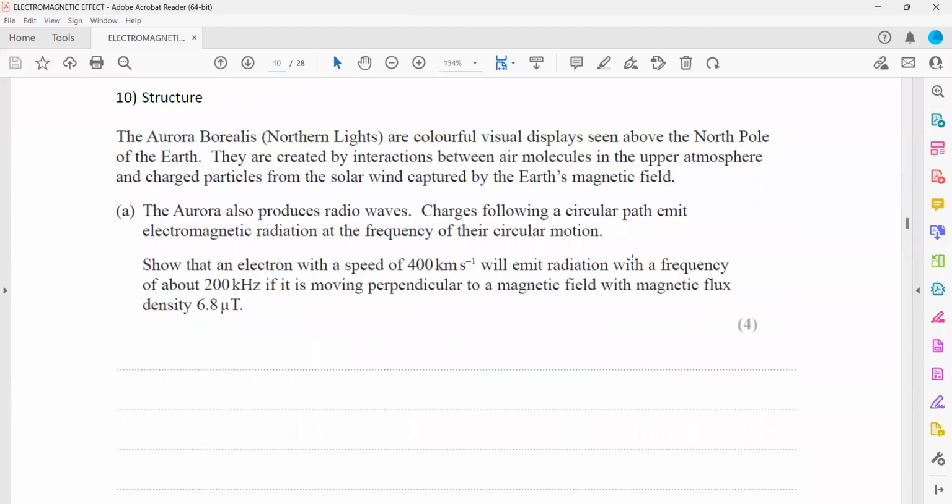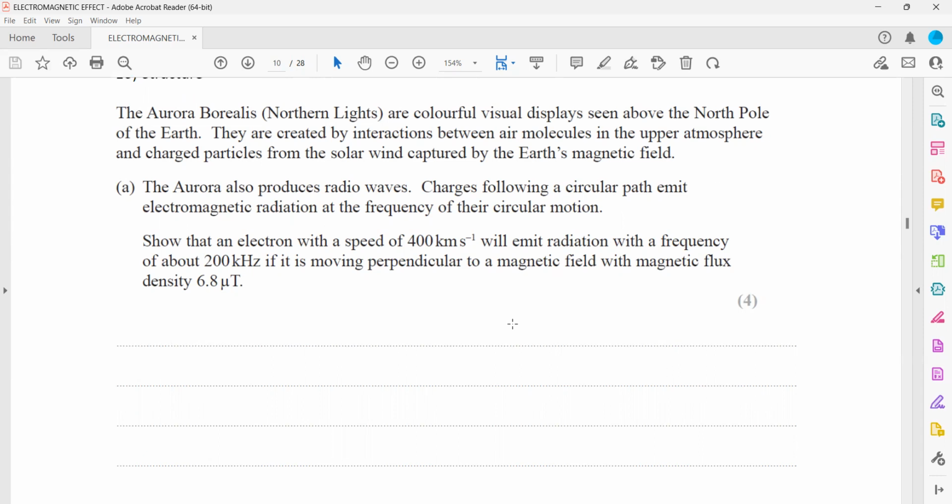So we have question 10. The northern lights are a colorful display which can be seen on the North Pole. They are created by interaction between the air molecules in the upper atmosphere and the charged particles from a solar wind, which are captured by Earth's magnetic field. It's also produced by radio waves. The charges follow a circular path and emit electromagnetic radiation at a frequency of their circular motion.